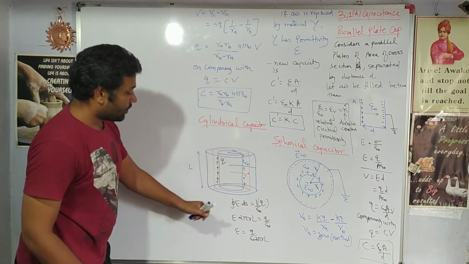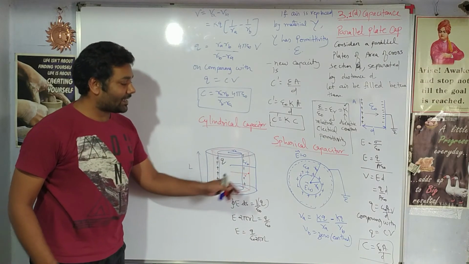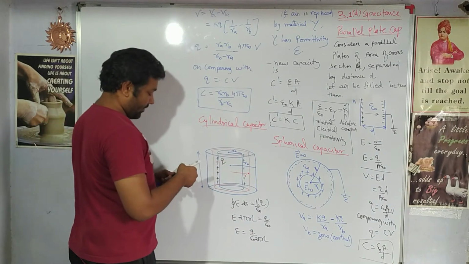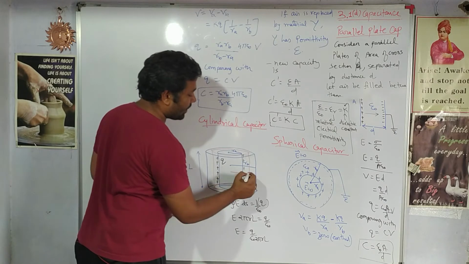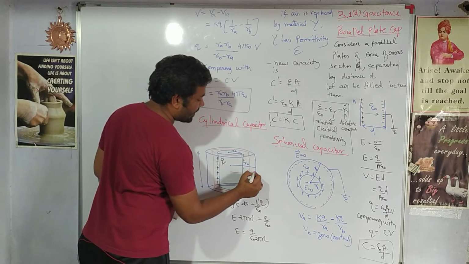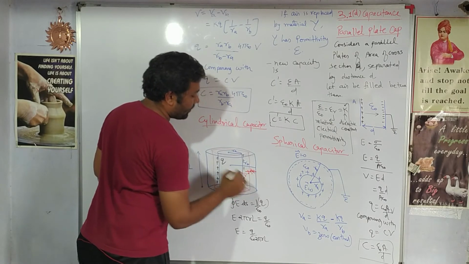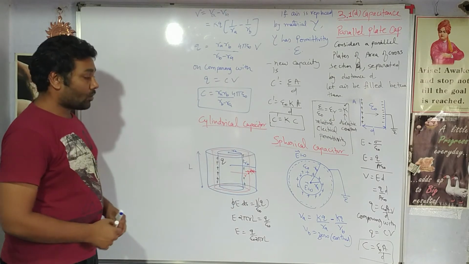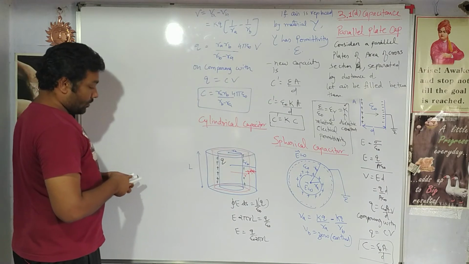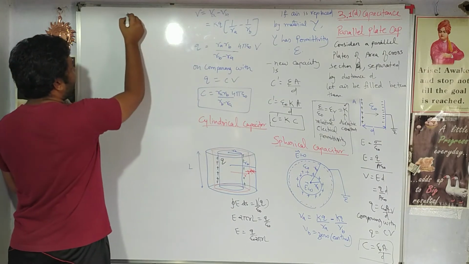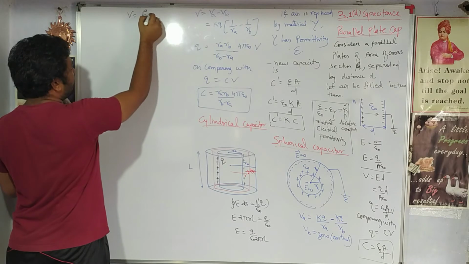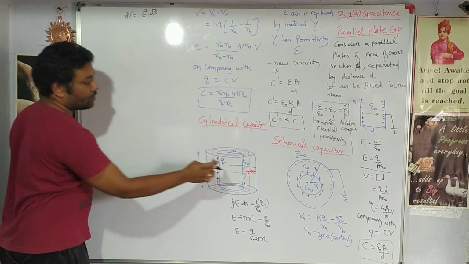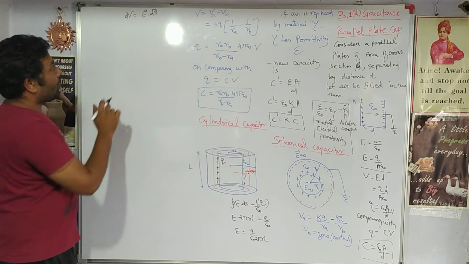Now if this distance is slightly increased by dr, what will be the potential difference? If I slightly increase this Gaussian surface by a small distance dr, what will be the potential? So the small increase in potential will be given by E dot dr.